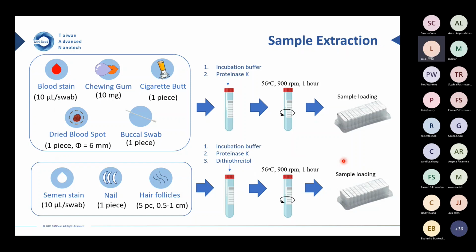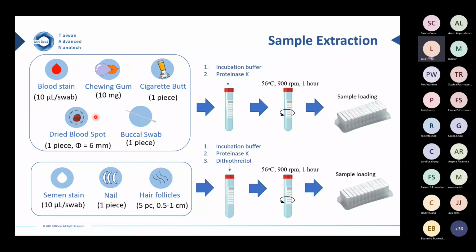Now, since we are looking at a crime scene, probably there are not much samples to work with. When using TANBead forensic kits, here are the minimum suggested amount of samples that we can use in order to collect enough DNA for downstream processings. So when you're using TANBead forensic kits, just 10 microliter of blood stains in a swab would be enough for you to have enough DNA for the further processings, or probably just 10 milligrams of chewing gum.